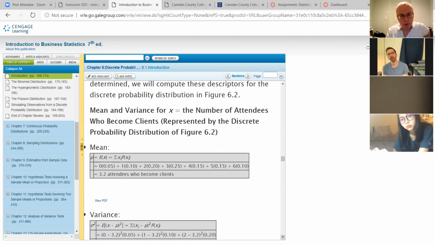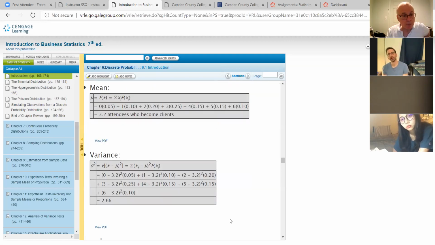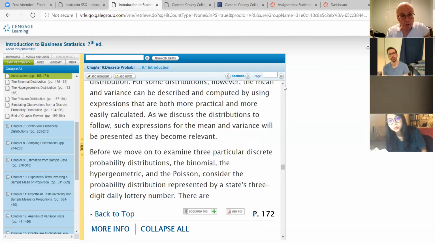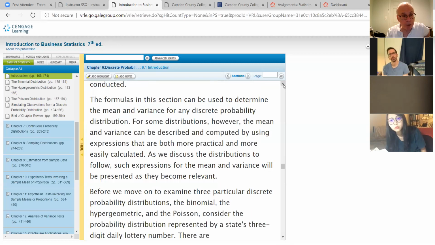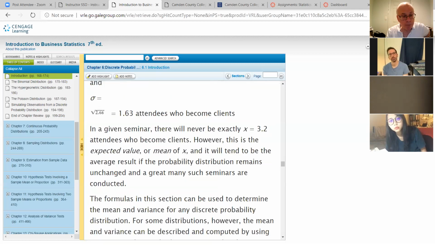And the variance, of course, they use the original formula here. You see it, the original formula. And the variance is 2.66, and then they took the square root of that to get the standard deviation, if that's what they're being asked for.